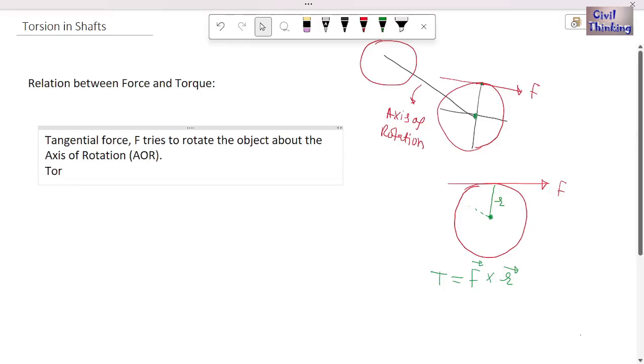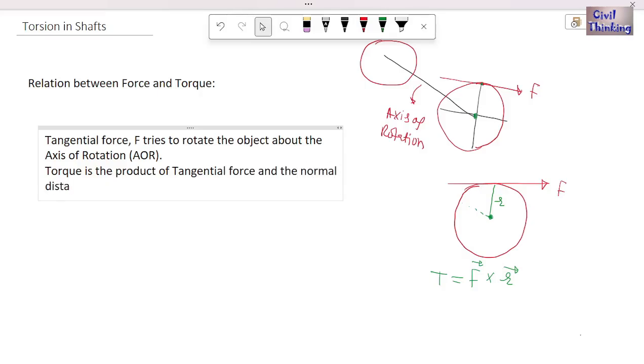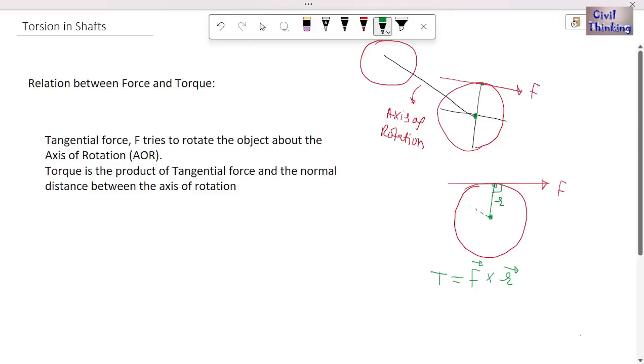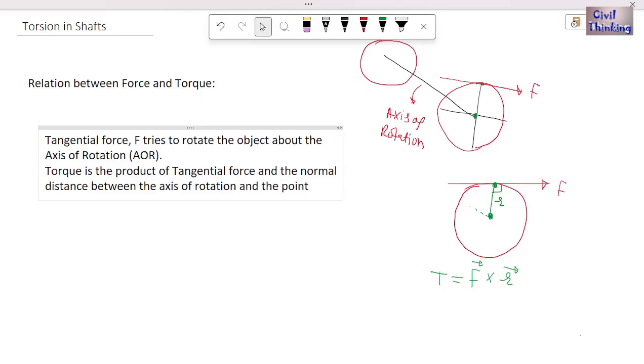Now what is torque? Torque is the product of tangential force and the normal distance between the axis of rotation and the point where the tangential force is applied. As you can see here, R is the normal distance between the point at which the force is applied and the point of the axis of rotation.